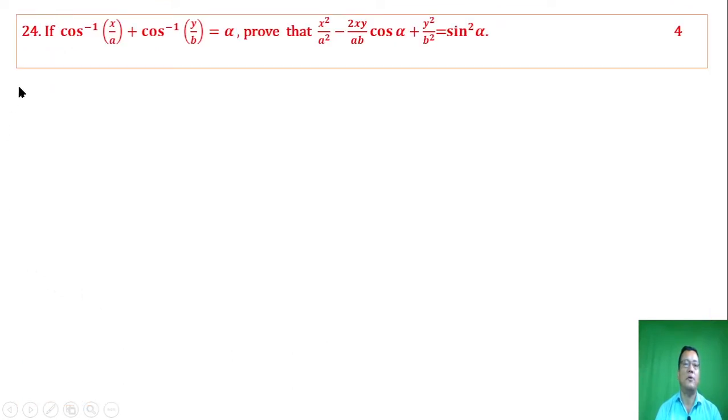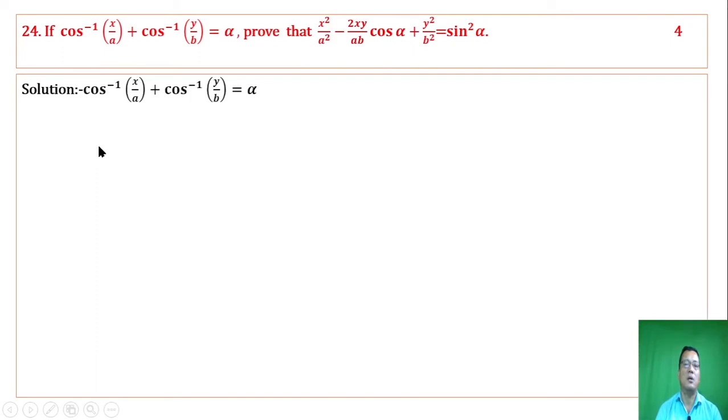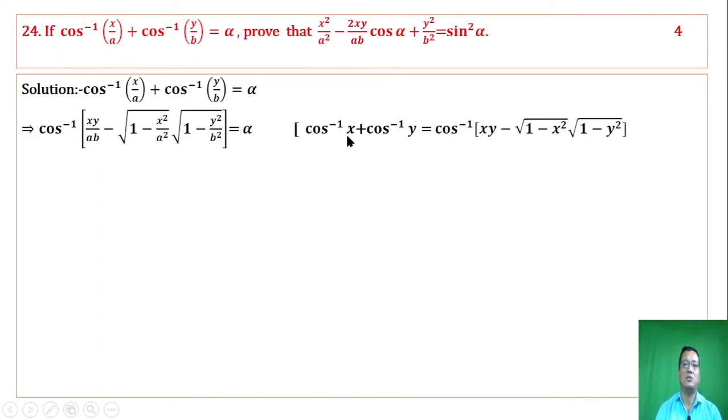Question number 24. If cos inverse of this plus cos inverse of this equal to alpha, prove that this equal to this. 4 marks. Use this formula, cos inverse x plus cos inverse y equal to cos inverse of xy minus root over 1 minus x square into 1 minus y square. Put their respective values, we have this.